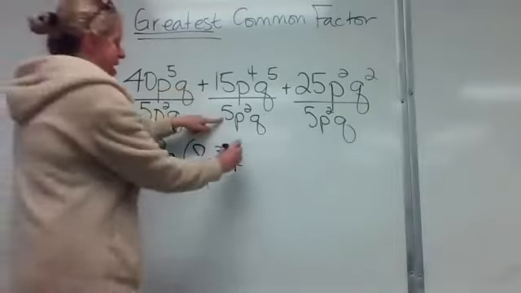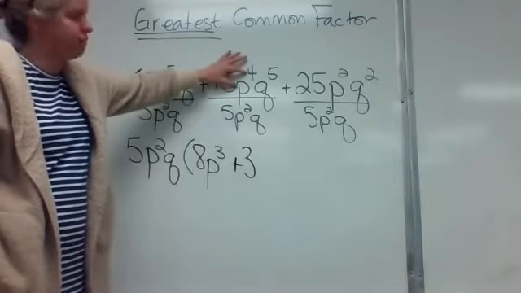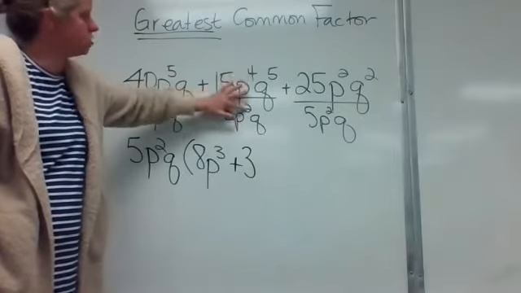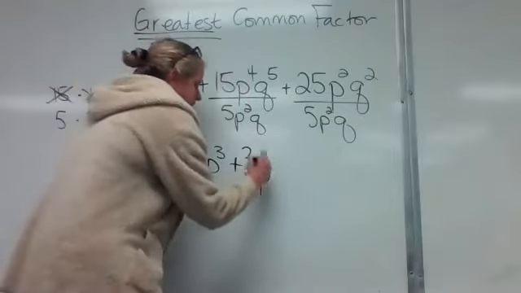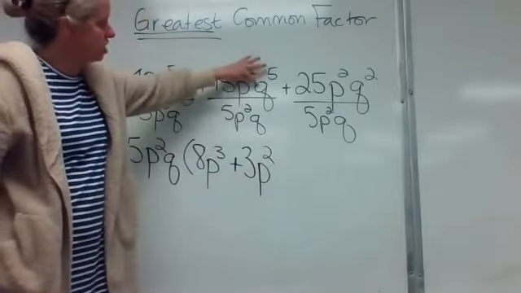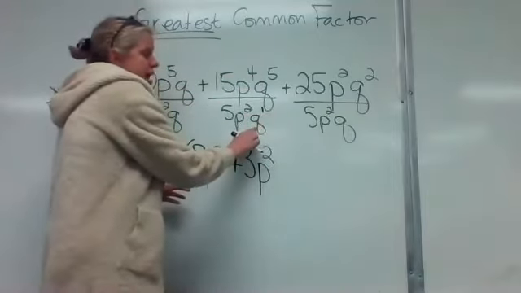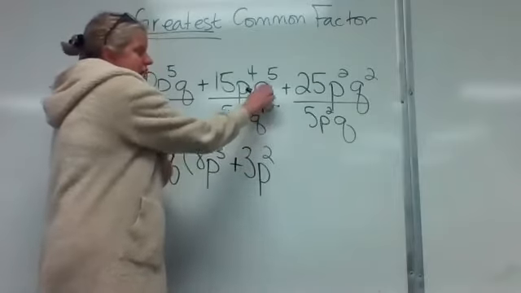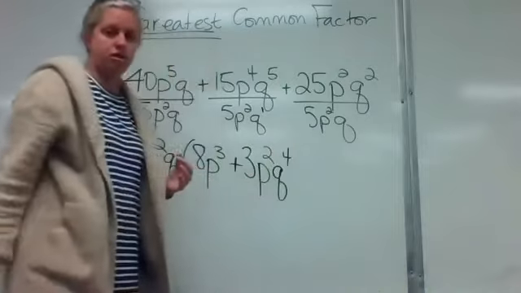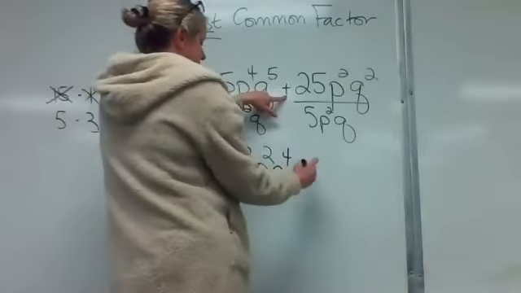15 divided by 5 gives me 3. I had p to the 4th. But I pulled out p squared, so if I subtract those exponents, I'm left with p squared. I had q to the 5th, but I pulled out one of those q's, right? If I'm dividing by it, I'm pulling it out. So if I had q to the 5th, but pulled out one, I'm left with q to the 4th. Done with that one. Bring down my plus.